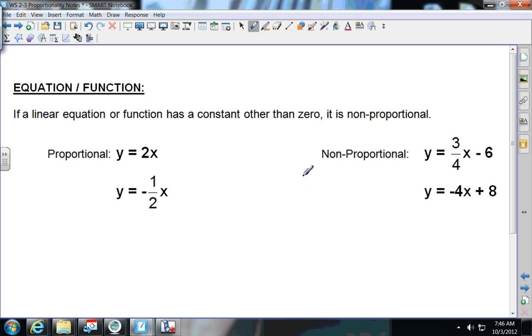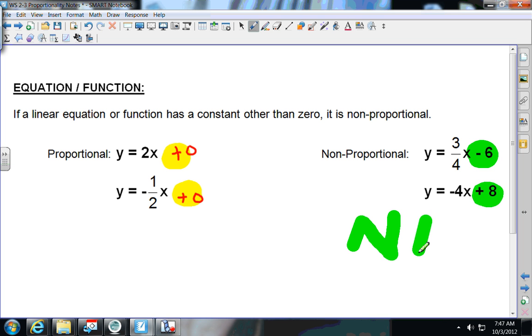Look at these next ones. Again, if we're looking at an equation, you look at an equation, see how there's nothing written there? That's the same as plus 0, even if there's nothing there. That's why it's proportional. These over here have a minus 6 for the constant and a plus 8. That's why this is not proportional. Okay, that's a little bit easier to see.